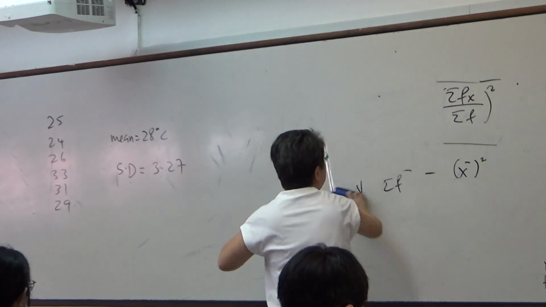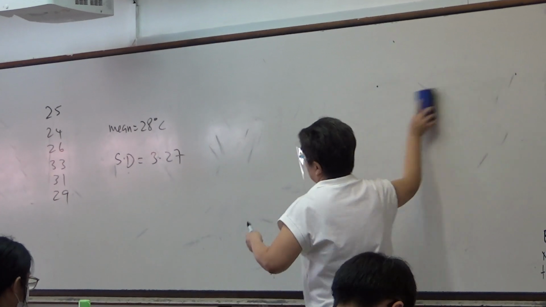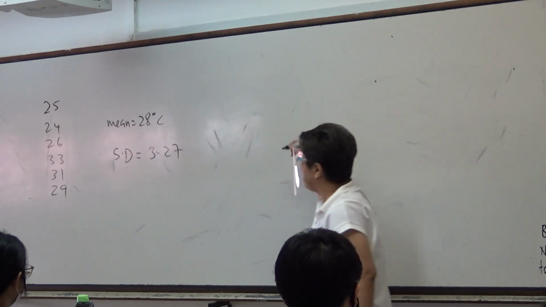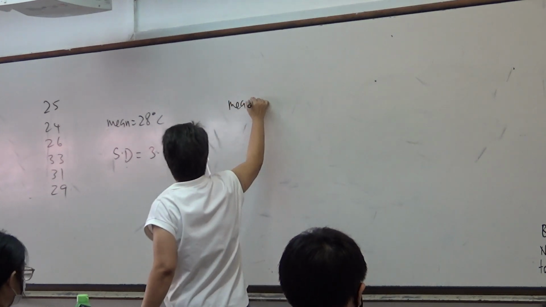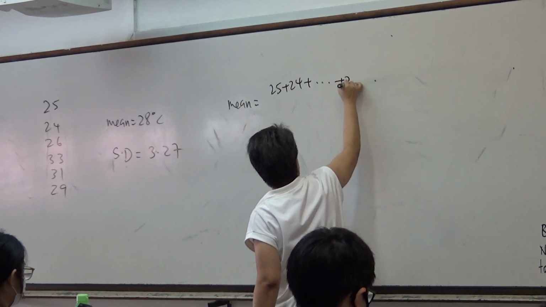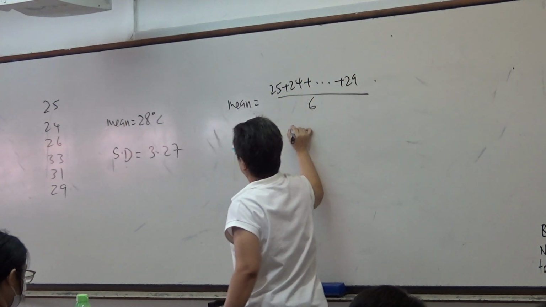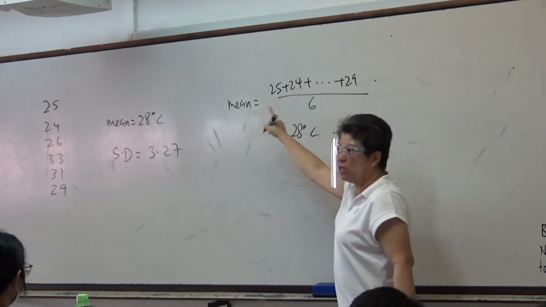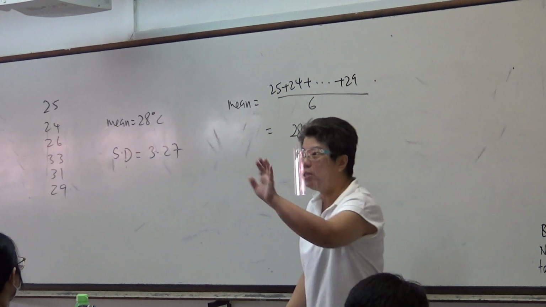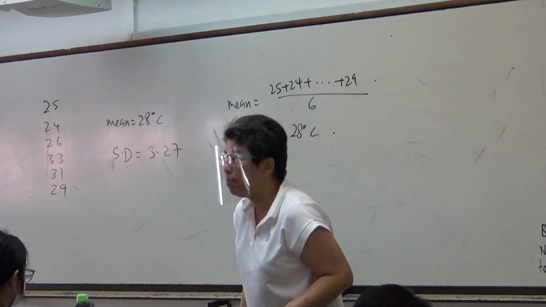I want to write for the simple data first. Okay, all of you look up. This is what you do. When you write the mean, you just write 25 plus 24 plus ... plus 29 divided by 6. Then you give 28. You just write the first two and last. Right, answer. Understand what I'm talking about?